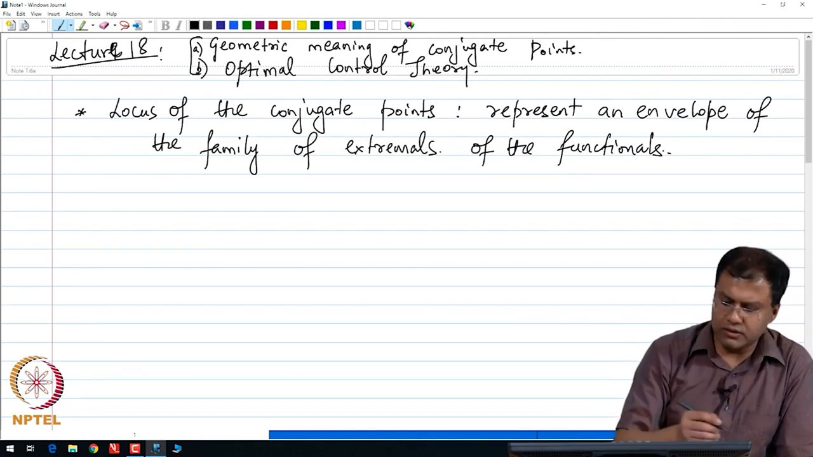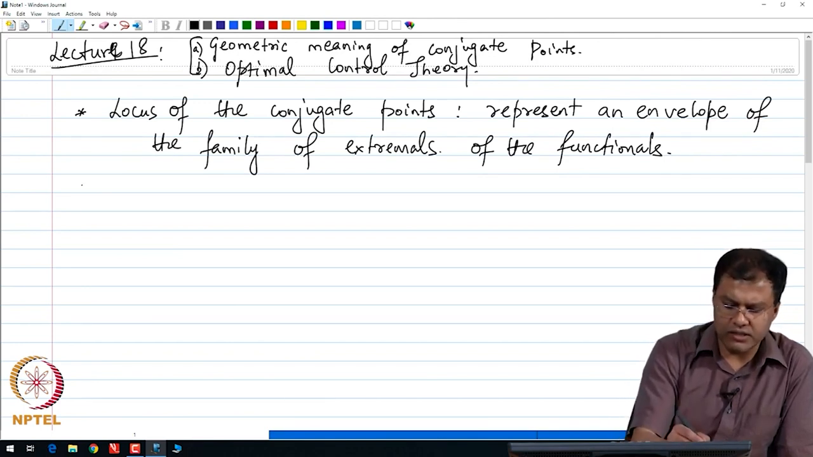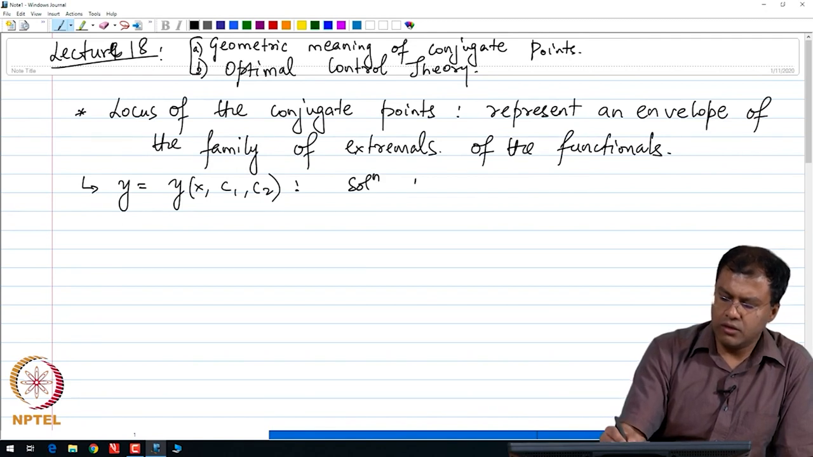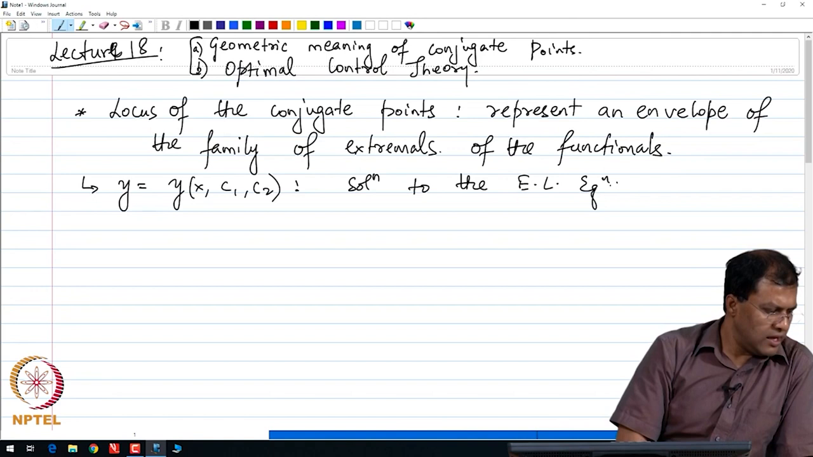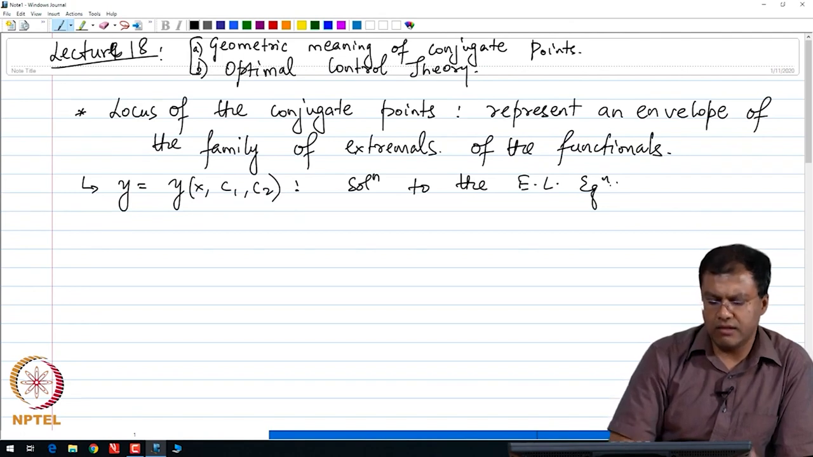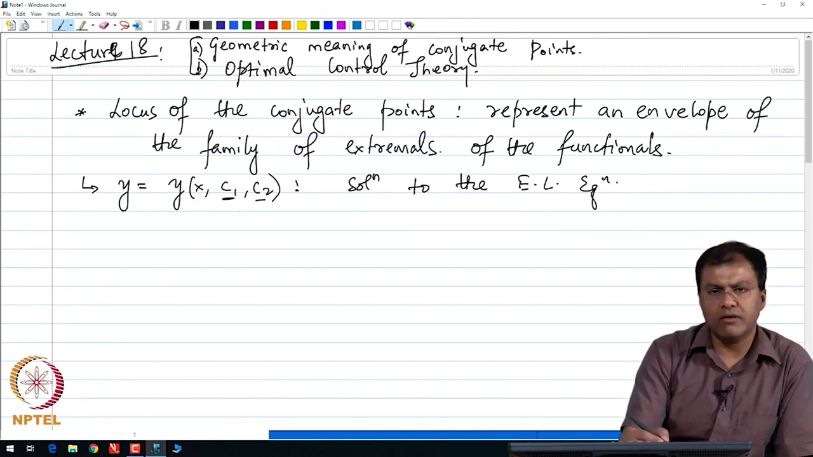So let us choose a two parameter family of extremals, which is the solution to the Euler Lagrange equation. So let us consider y, which is a function of x and the parameters c1, c2, which is the solution to the Euler Lagrange equation, or essentially I am saying this is an extremal to our functional. And suppose we look at a neighboring extremal, that is, we slightly vary these constants. We will still find another extremal, which will be slightly different from the original one.